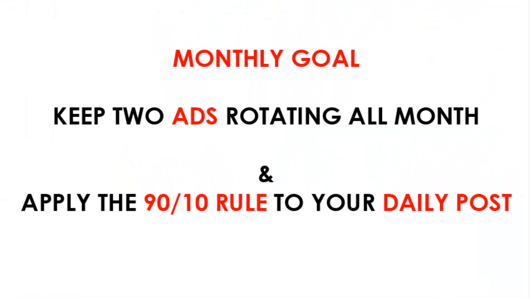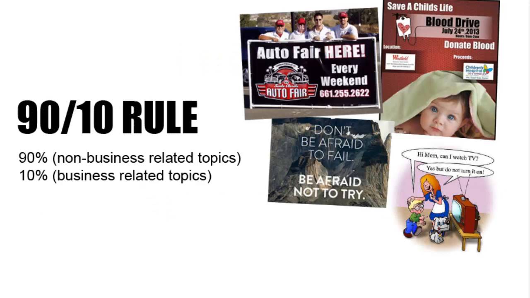So just wrapping up, your monthly goal: keep two ads rotating all month, the like one and the special offer. And then apply the 90-10 rule to your daily posts. The 90-10 rule simply means 90% of your posts must be non-business related topics. Things like events in the local area, charities, quotes, fun photos about your staff or yourself.